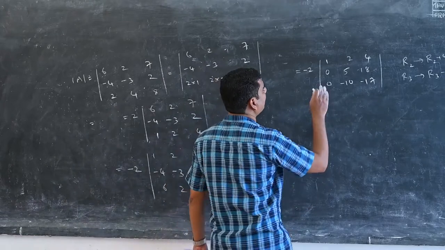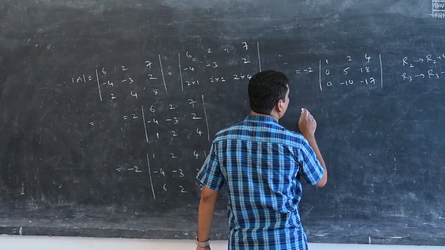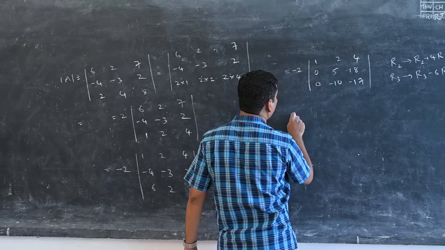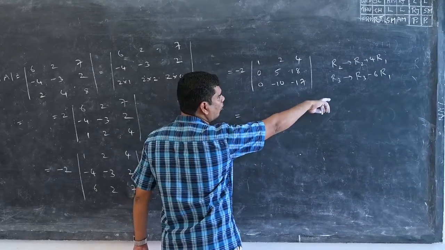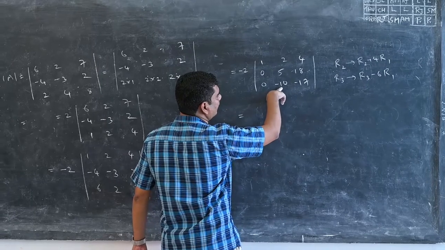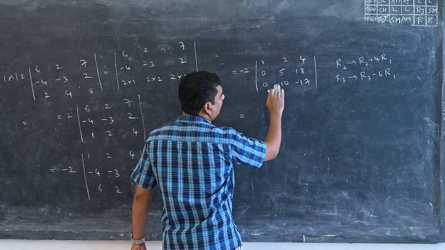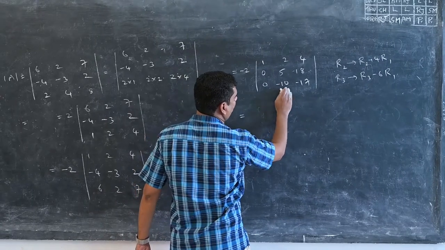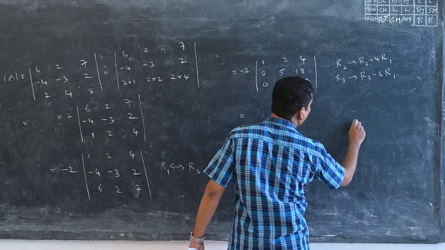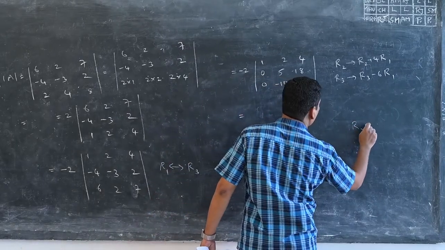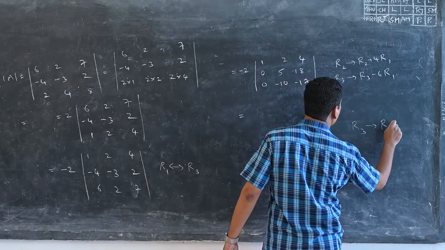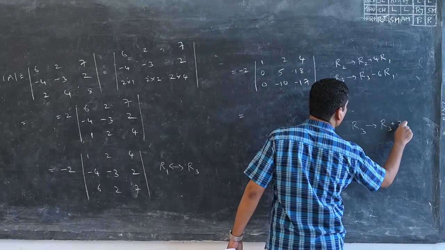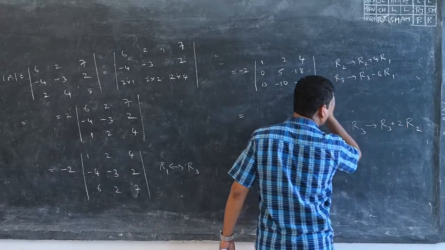Now we do another row operation to make this minus 10 zero. So R3 goes into R3 plus 2R2.